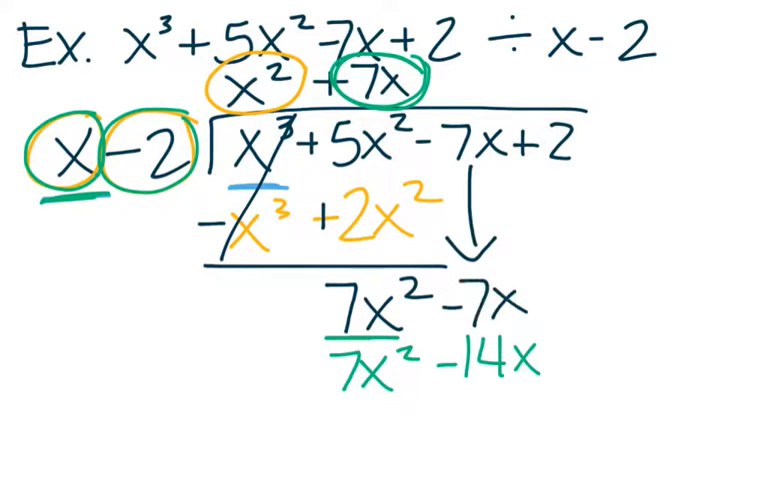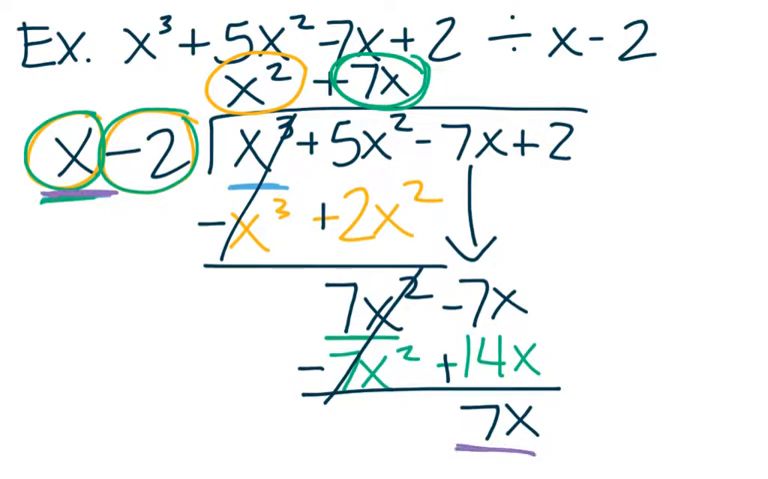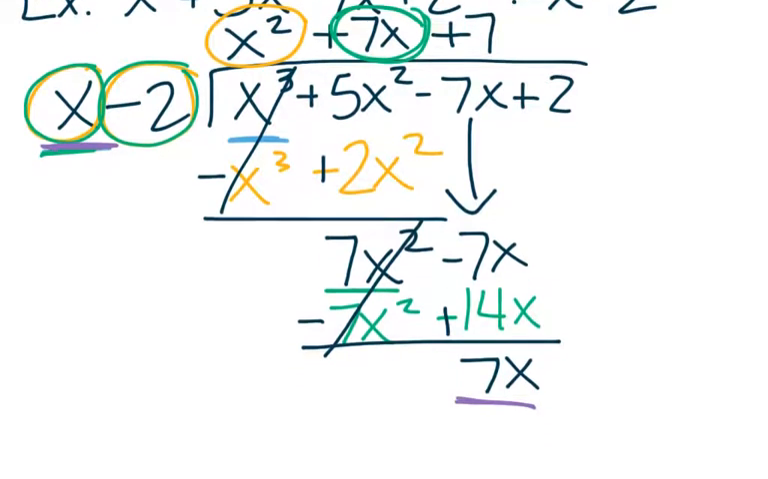Alright, now the part we just wrote in green, we're going to change to the opposite sign. So a 7x squared minus 7x squared cancels out. A negative 7x plus 14x is a positive 7x. And we're just going to keep going further. Alright, so you're looking at this number and this. What would you multiply an x by to get a 7x? The only thing you can multiply by would be 7.